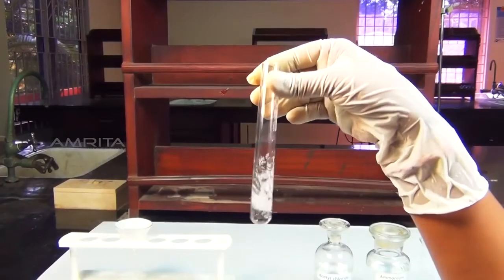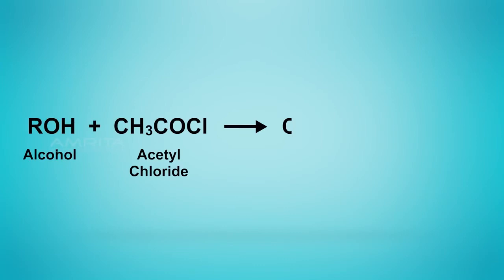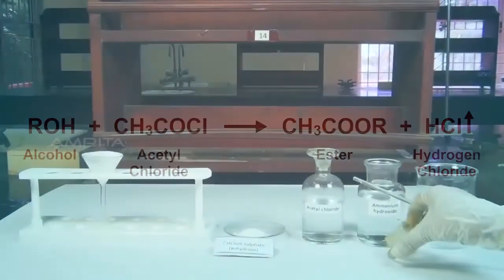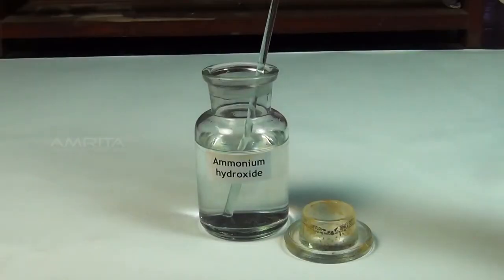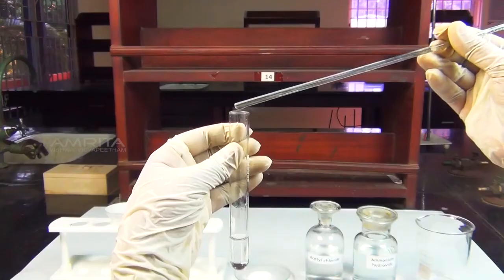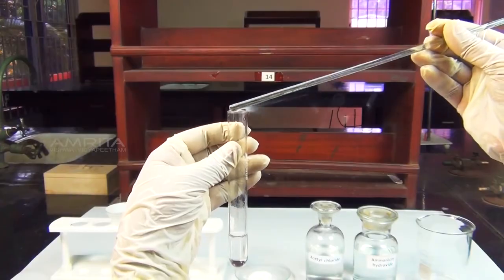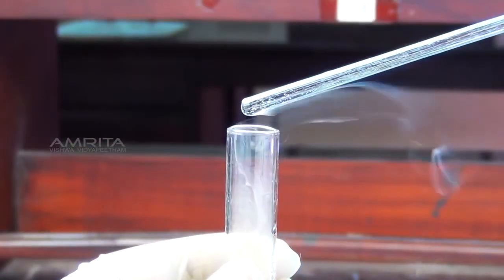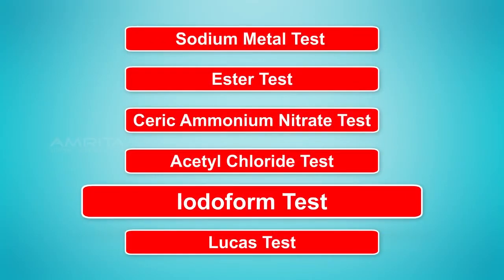Shake the test tube well. Alcohol reacts with acetyl chloride to give hydrogen chloride gas. Now, dip the glass rod in ammonium hydroxide solution and bring it over the mouth of the test tube. The hydrogen chloride reacts with ammonium hydroxide to form white fumes of ammonium chloride. Iodoform test.